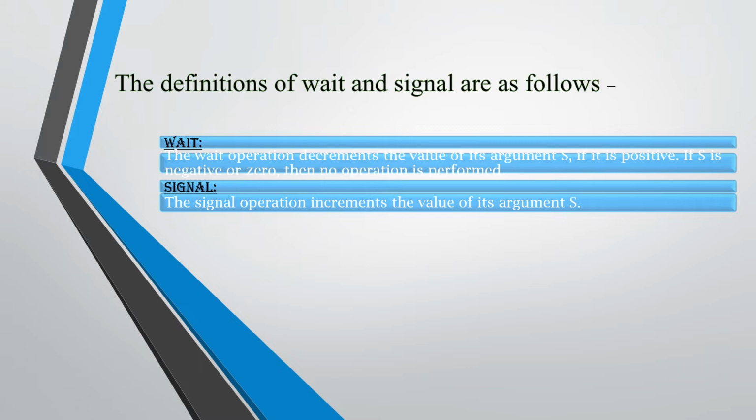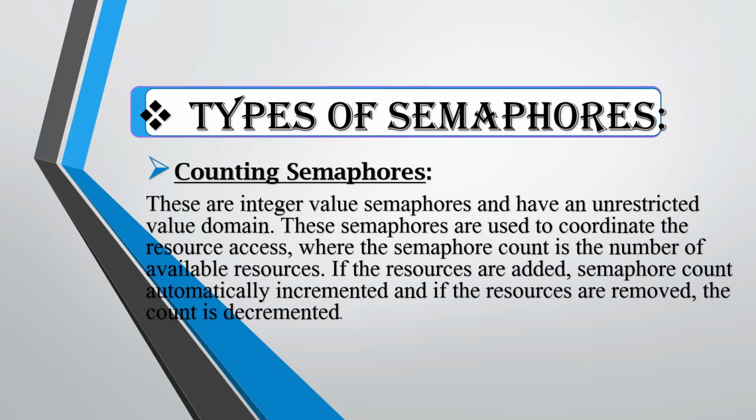Next we are going to learn about signal. Signal is the operation that increments the value of its argument S. After this topic we are going to learn about types of semaphores. There are two types of semaphores. The first one is counting semaphores. So what are counting semaphores?